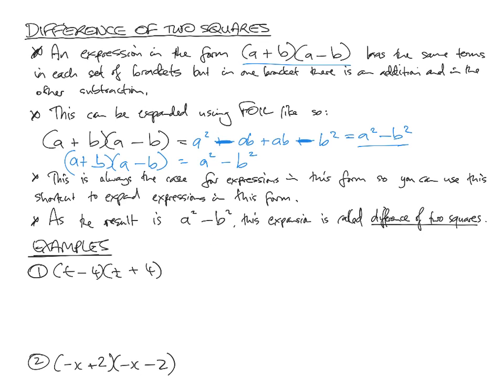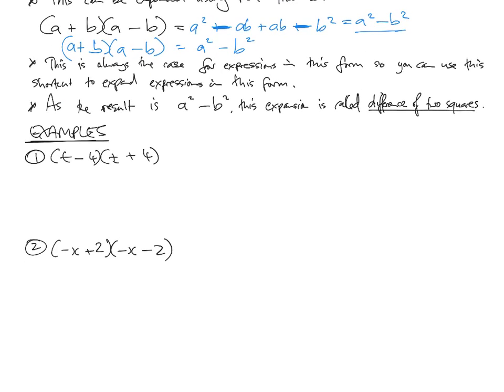Because the result is a squared minus b squared, this expansion is called the difference of two squares, because you're minusing a squared number from another squared number. So let's run a couple of examples here. We'll try to apply that rule first off, and then double check it with FOIL to show you there's nothing dodgy about it, okay?